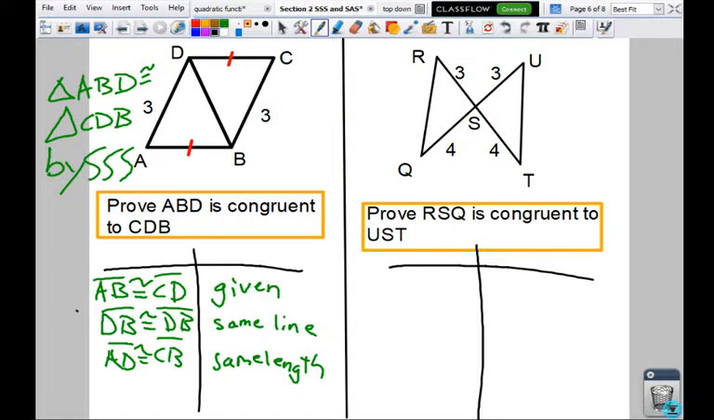What do you say about those angles in there? Here and here, right? So we're going to say angle RSQ is congruent to angle UST because they're vertical. The last side now. So SSA? No, SAS. Remember, the angle needs to be between the two sides.